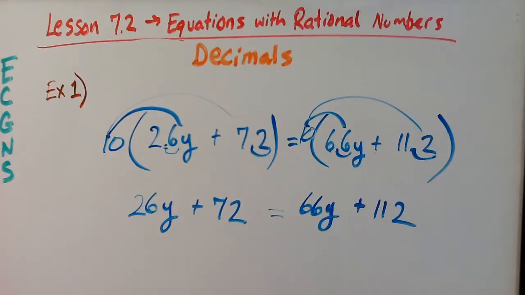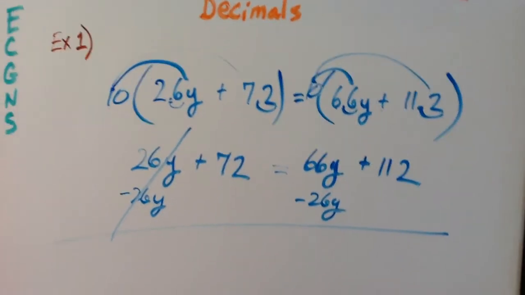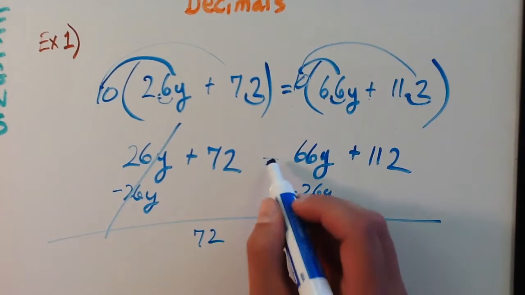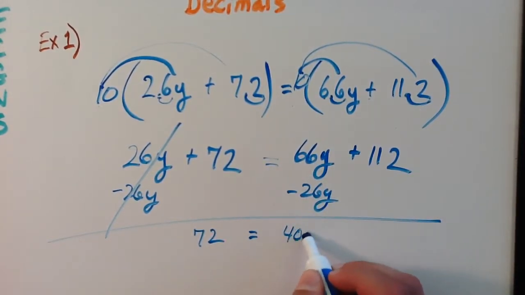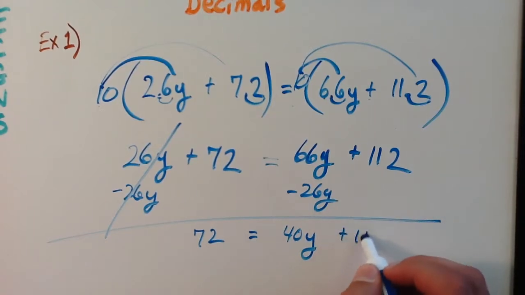Now, I need to combine like terms. I look left, I don't have any. I look right, I don't have any like terms to combine. So I go to step 3, get the variable on one side. Let's get the y's on the right side so that they're positive. To do that, I subtract 26y from both sides, so that those 26y's cancel. Now I have 72 on the left side, bring my equal sign down, 66y minus 26y is 40y, and I still have to add 112.